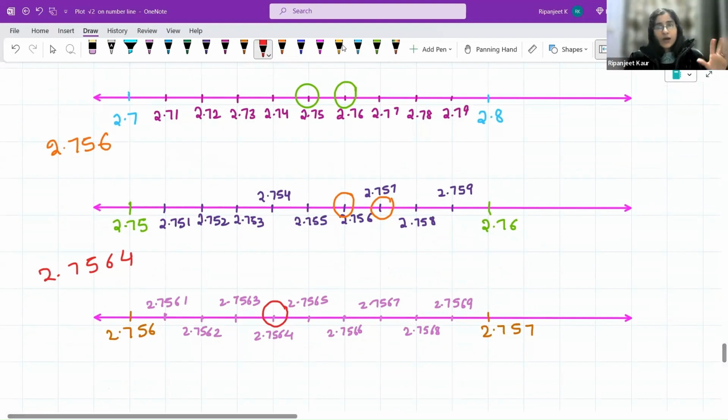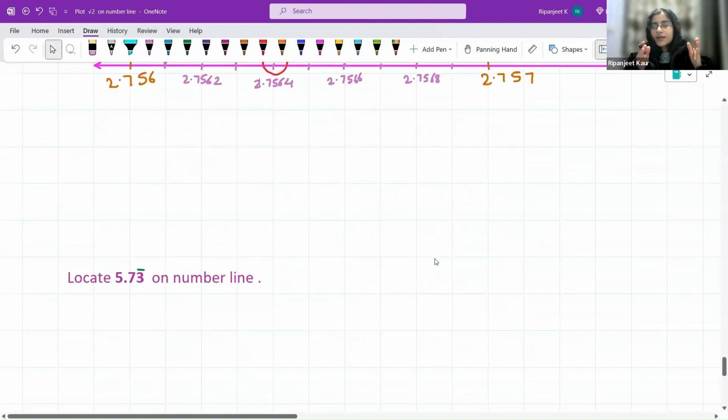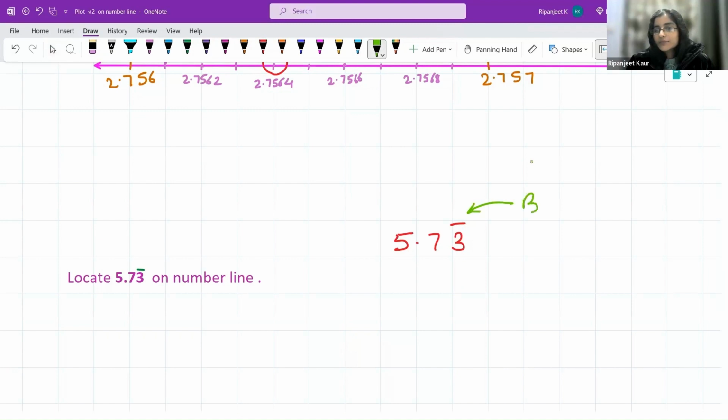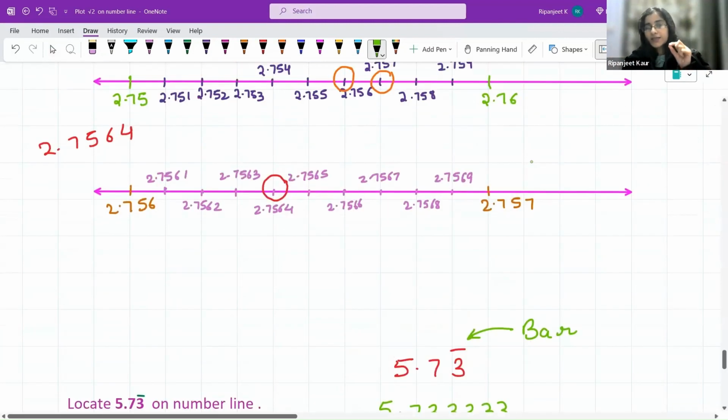Okay, so after this, what do you think? Can you locate 5.73 with a bar over it? There is something like this. Have you ever seen this? Well, this thing is called a bar. What does this bar mean? Whenever there is a bar on the number, it means that number is repeating. 5.73333 and so on. So if the number is repeating so many times, do you think you'll be able to plot it till the exact point?